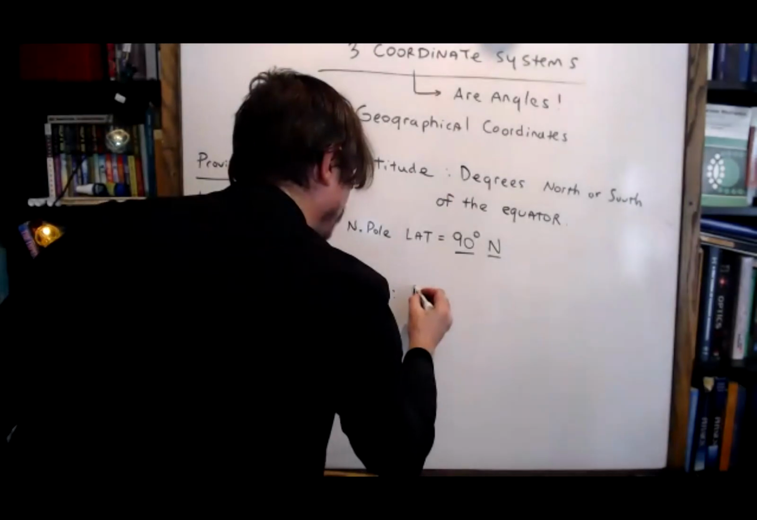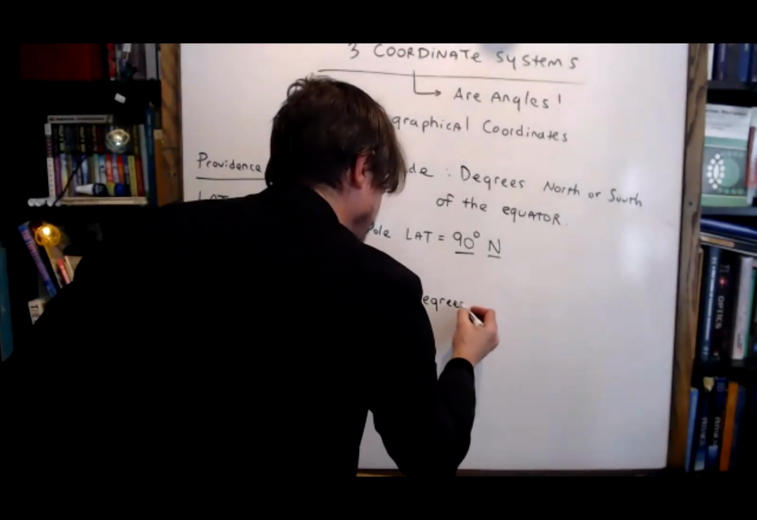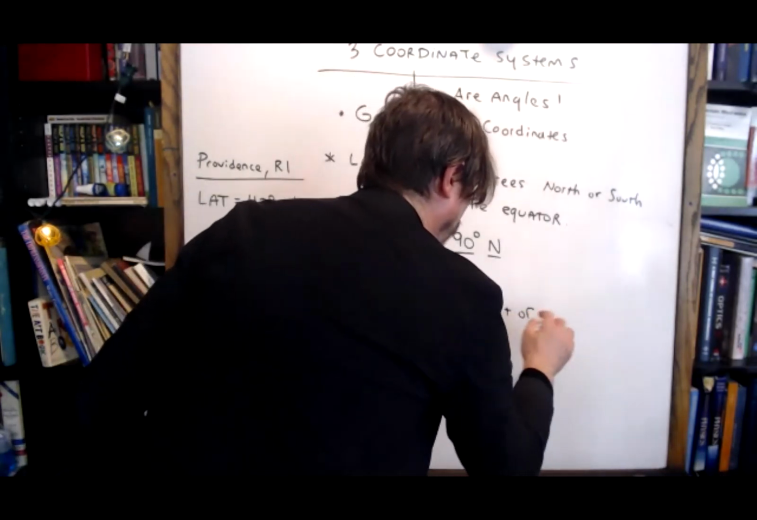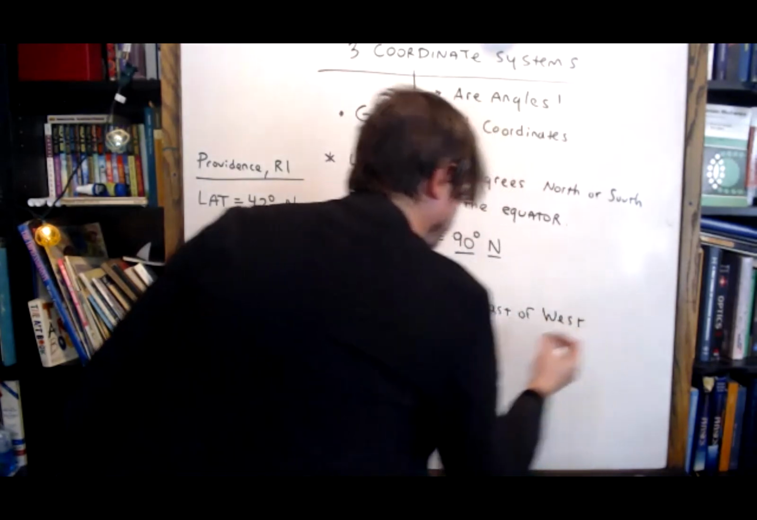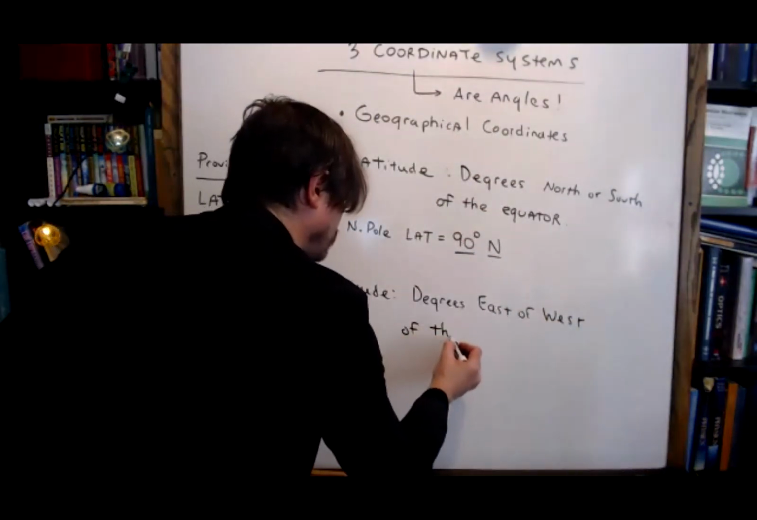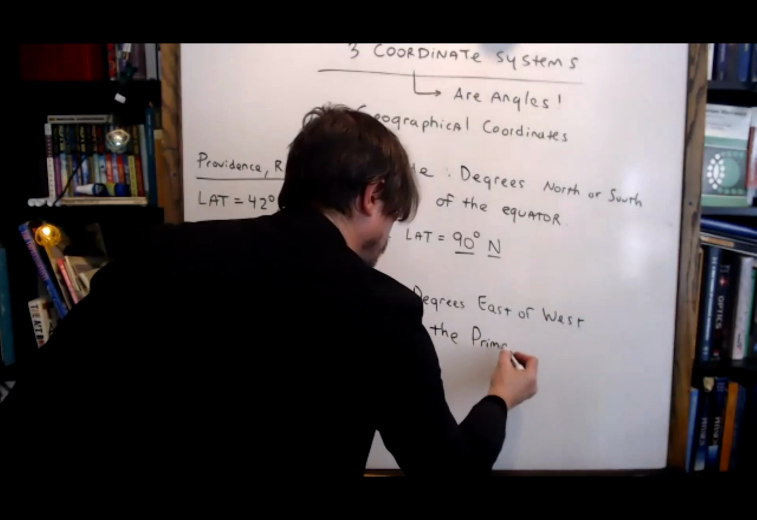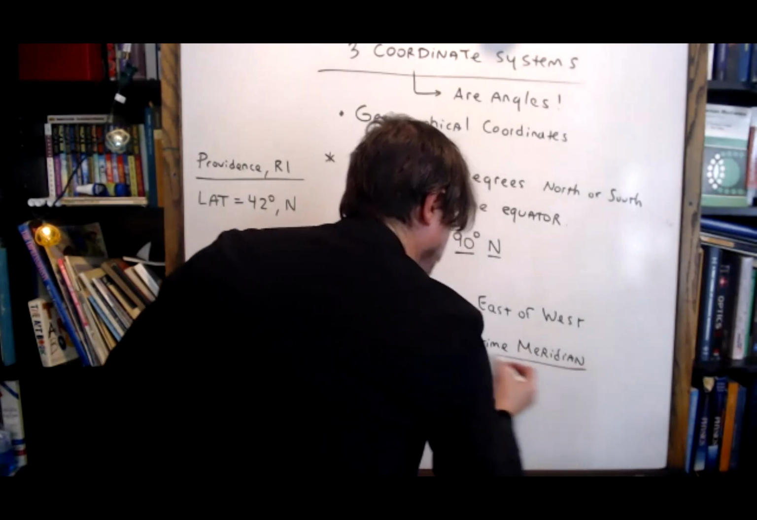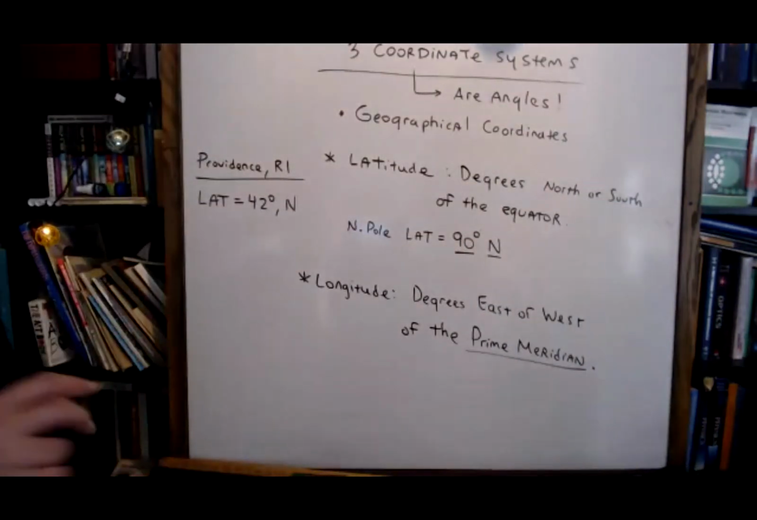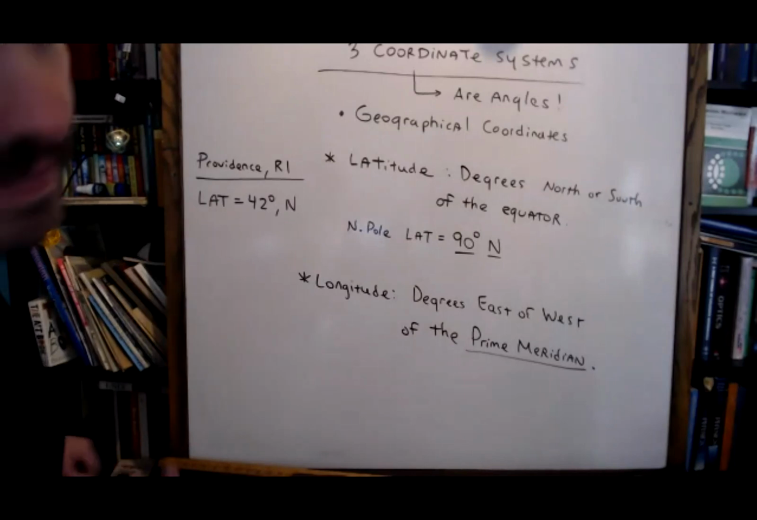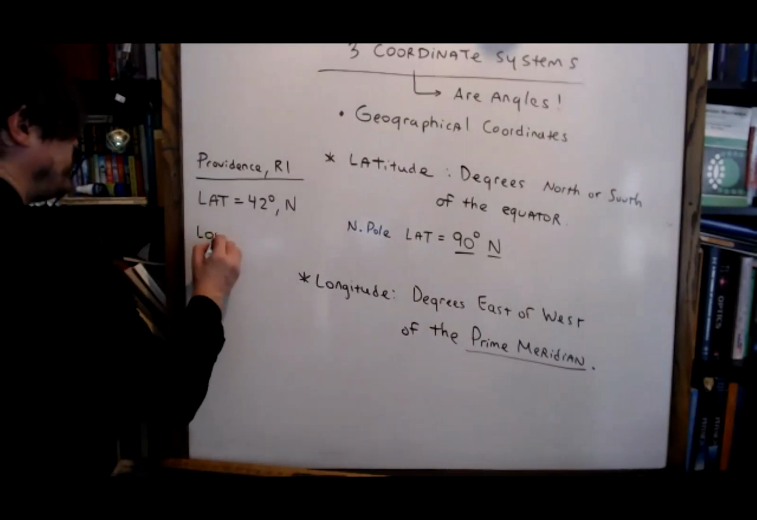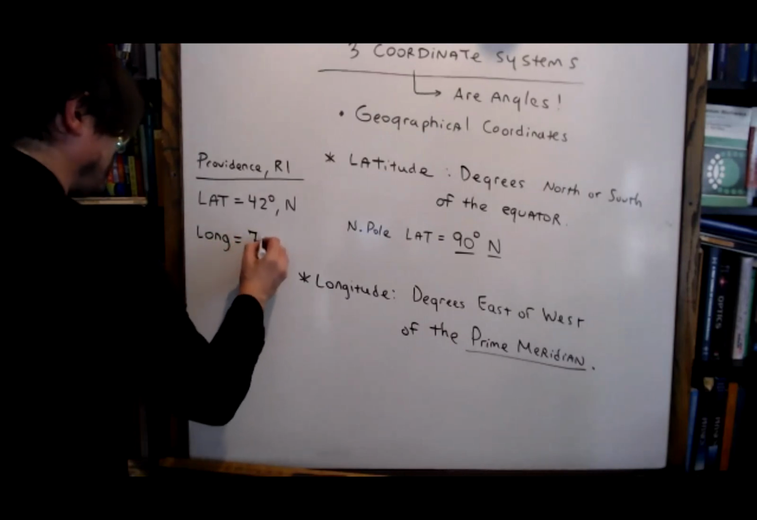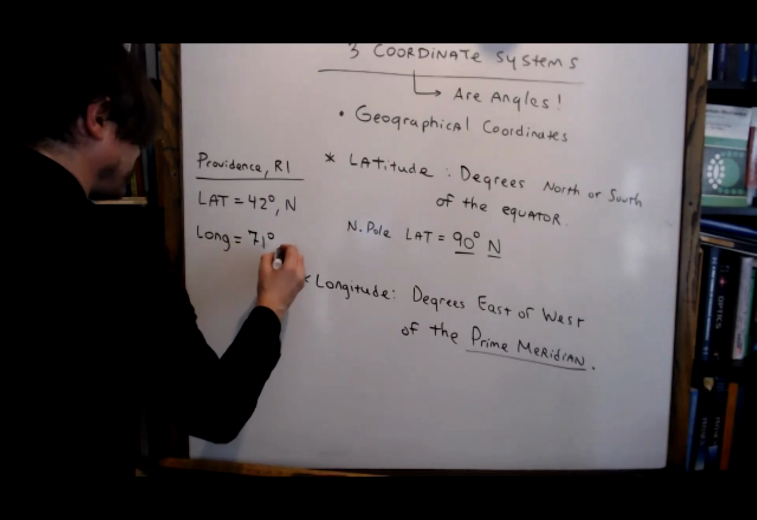That's how we're going to define longitude, okay? It's measured as degrees east or west of the prime meridian. Now, as a classy example here, the longitude of Providence, Rhode Island is roughly 71 degrees west.